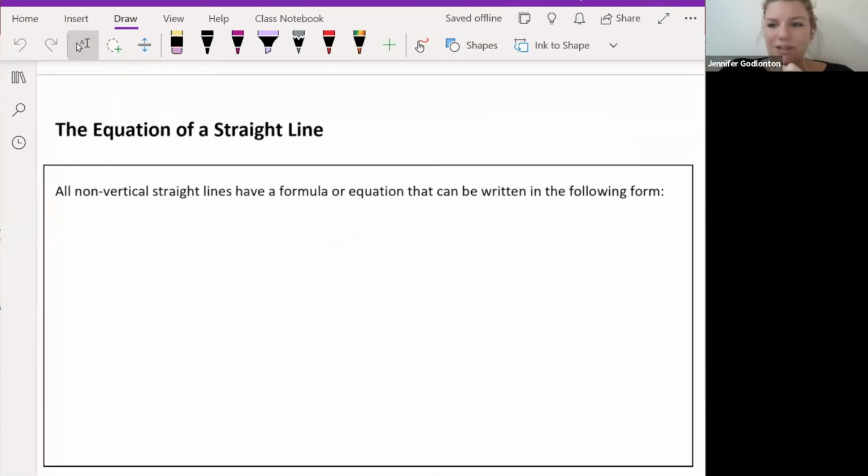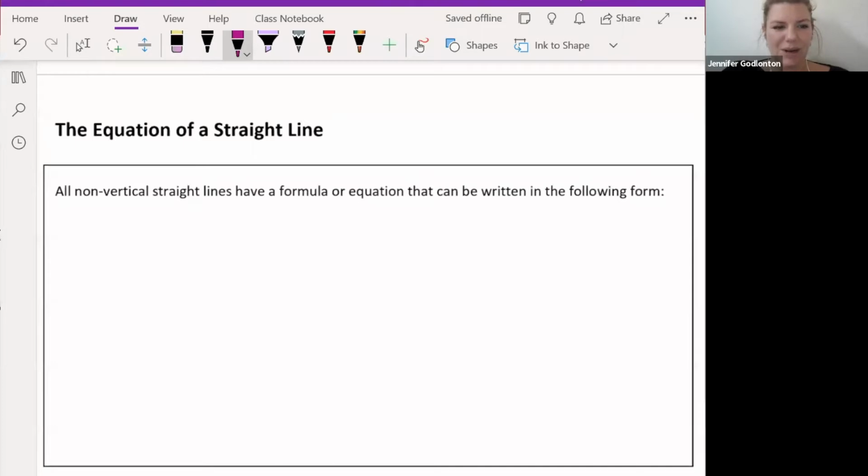We're going to look at the equation of a straight line graph. All straight line graphs have a formula or equation that can be written in a very specific form. Some of you who have done this in class may already know this, but can anyone tell me what the equation is for a straight line graph?